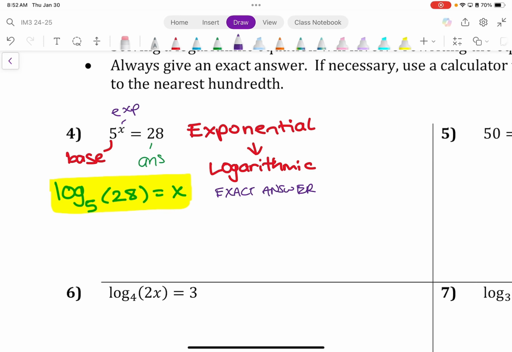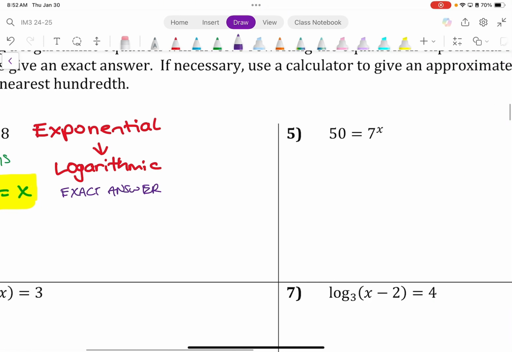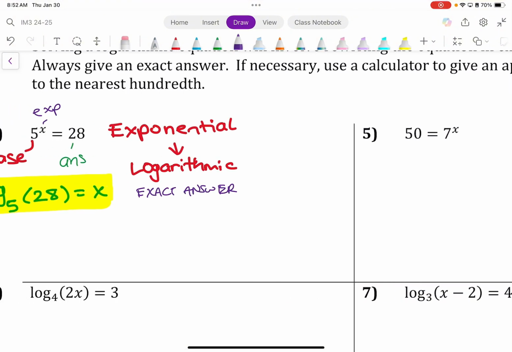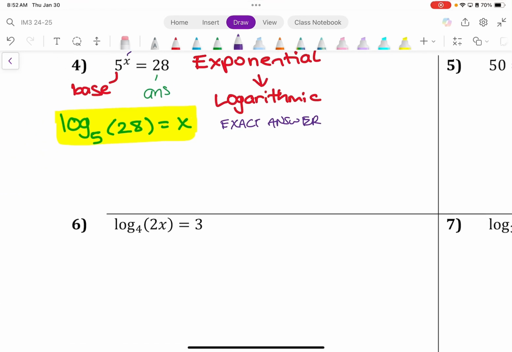Now, let's read that last statement. That last bullet point says the following: use a calculator to give an approximate answer and, keywords, round to the nearest hundredth. So, we are going to round this number, 2.0704, to the nearest hundredth. Let's take a look at what that looks like.